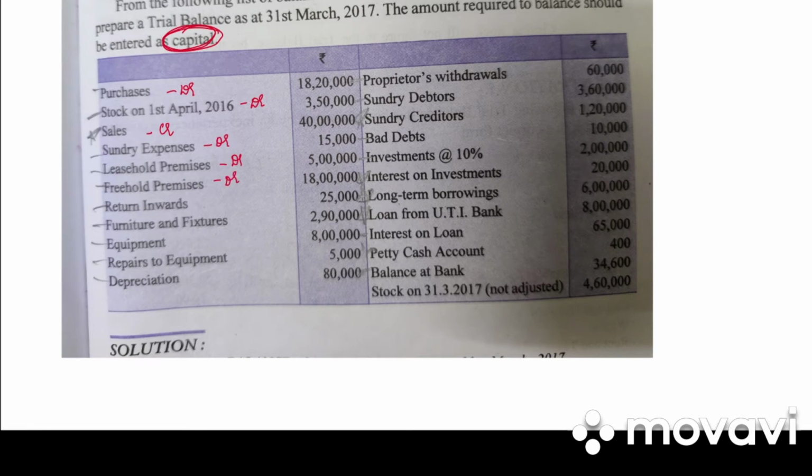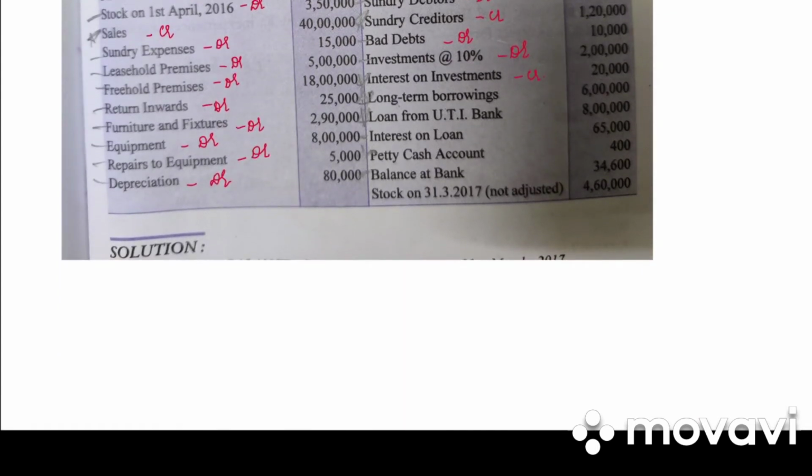balance, freehold premises debit balance, return inward debit balance, furniture and fixture debit balance, equipment debit balance, repairs to equipment debit balance, depreciation debit balance, proprietor's withdrawal is nothing but drawings, debit balance, sundry debtors debit balance, creditors credit balance, bad debts debit balance, investment debit balance, interest on investment credit balance as it is an income, long term borrowing credit balance, loan from UTI bank credit balance, interest on loan it is an expense so debit balance, petty cash account debit balance, bank balances debit balance.